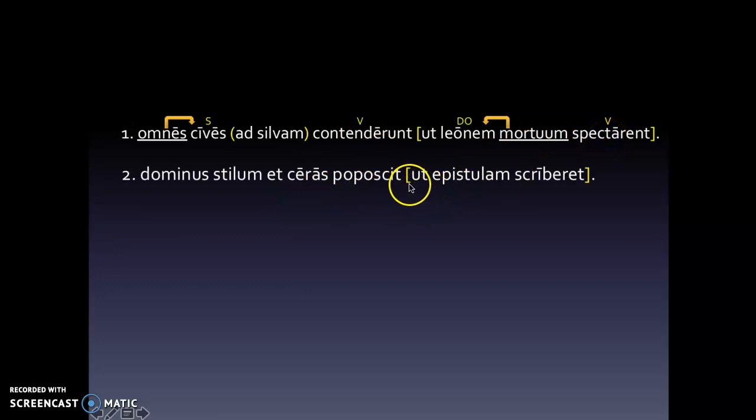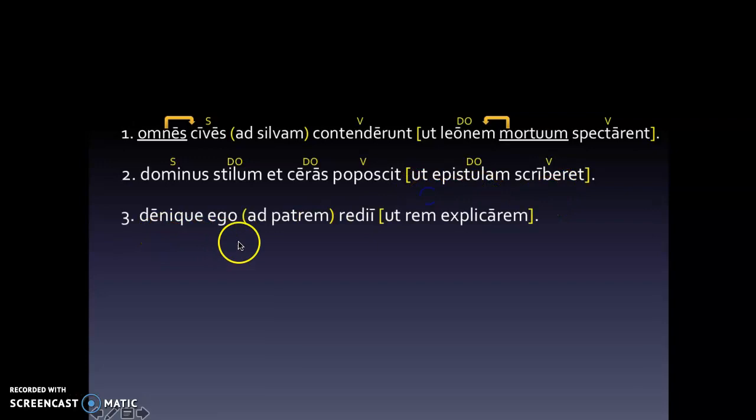Okay, here we've got our ut and our subjunctive. So this is our purpose clause. We've got a nominative subject. We've got a compound direct object here, 2 accusatives. We've got our main verb. We've got another accusative direct object and the verb within our subordinate clause. So the master demanded a pen and wax to write a letter, or you could say in order to write a letter.